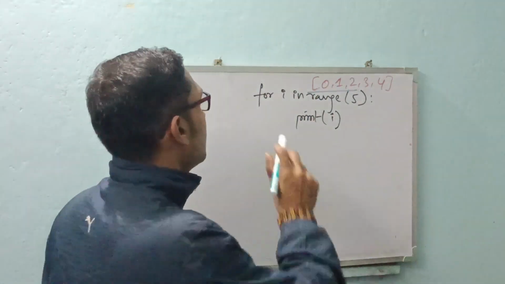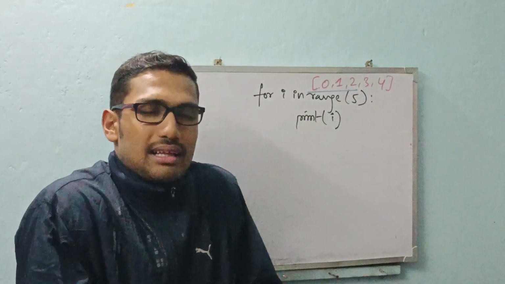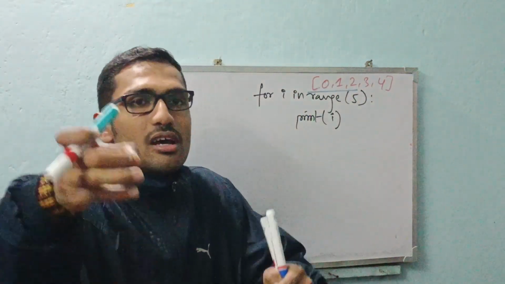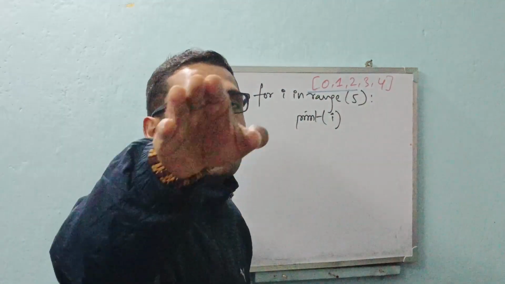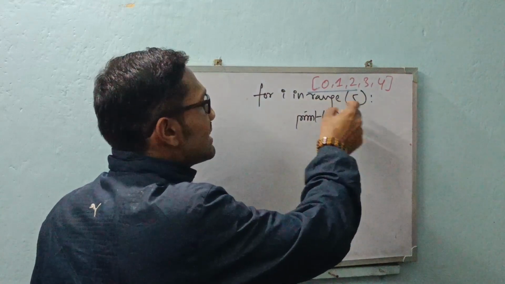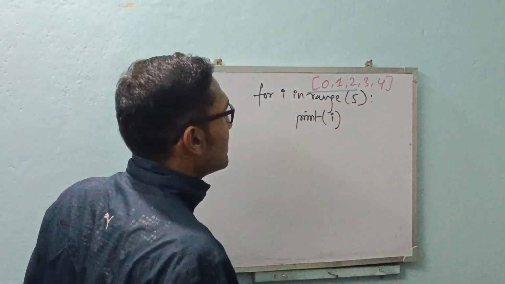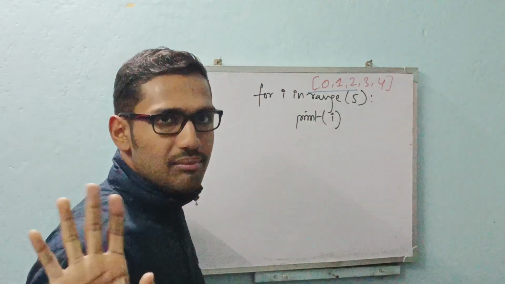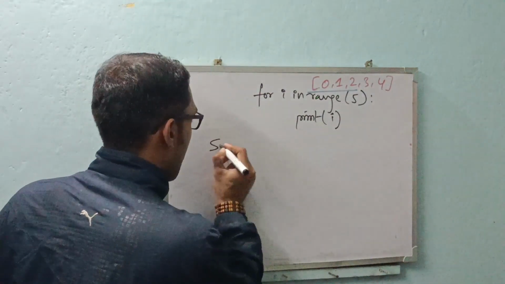So the first step is to execute the range function. In other words, first you need to find what elements exist within the range function, within the sequence data type. In this case the range function is giving me a list of numbers: 0, 1, 2, 3, 4. Fine, this much is okay. Now let's execute step 1.